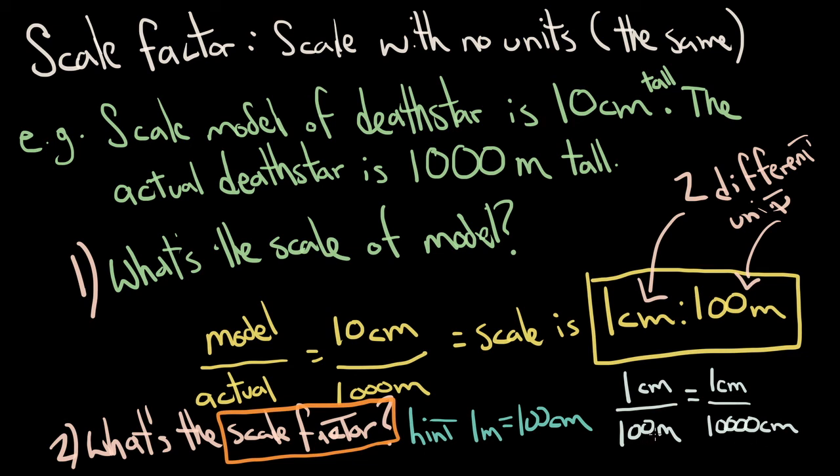So 100 meters, if I know the scale is like that, based on a couple of zeros. Then I can eliminate my centimeters like this, and now my scale factor is 1 to 10,000. So you have two things here. You have the scale, 1 centimeter is 100 meters. And then you have the scale factor, which eliminates all the units, is 1 to 10,000.